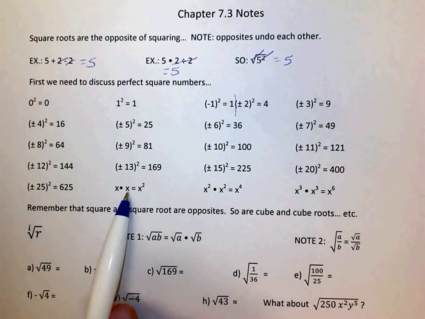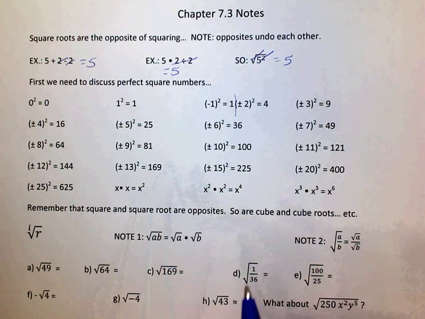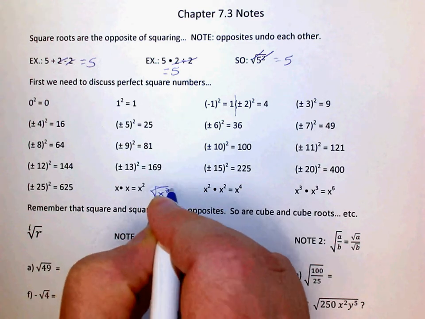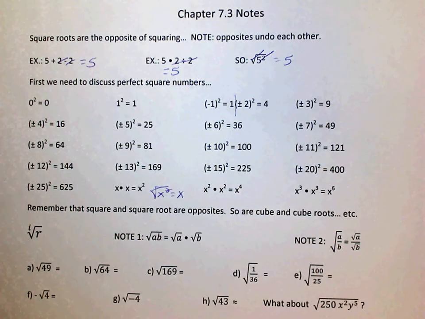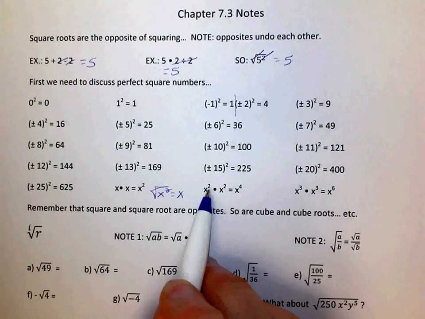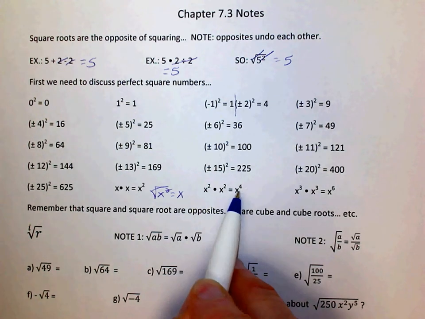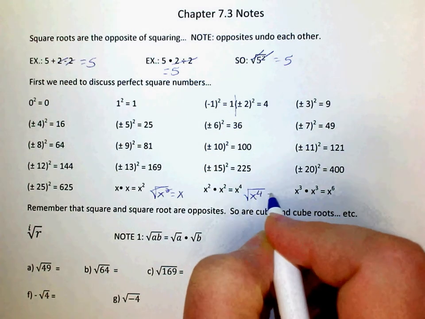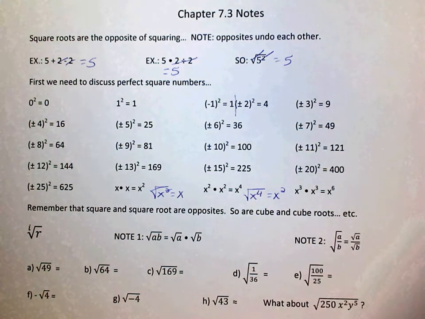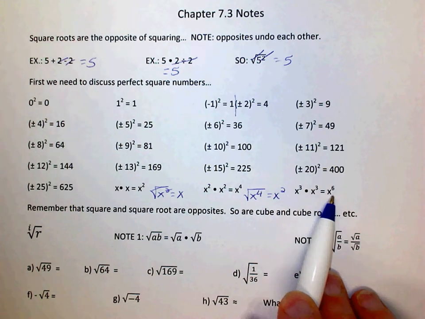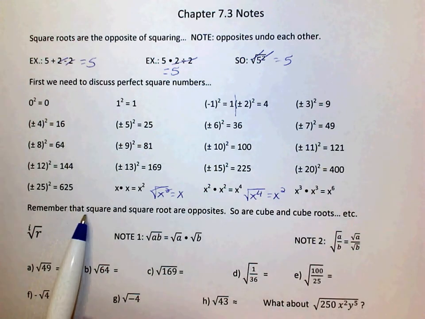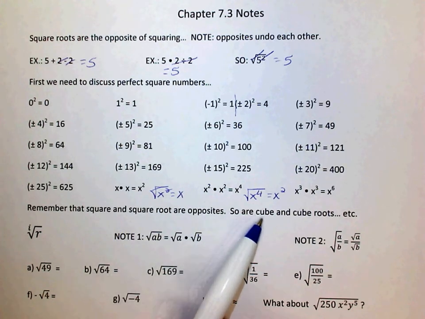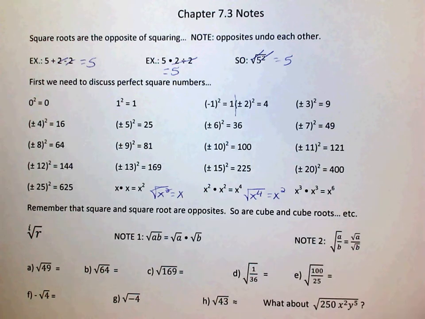Now, an x times an x is an x squared. So if I take the square root of x squared, chop chop, I'm left with x. Same here, x squared times x squared is x to the 4th. So if I take the square root of x to the 4th, I get x squared. And the same thing would happen here. Remember that squares and square roots are opposites, so are cubes and cube roots, etc.